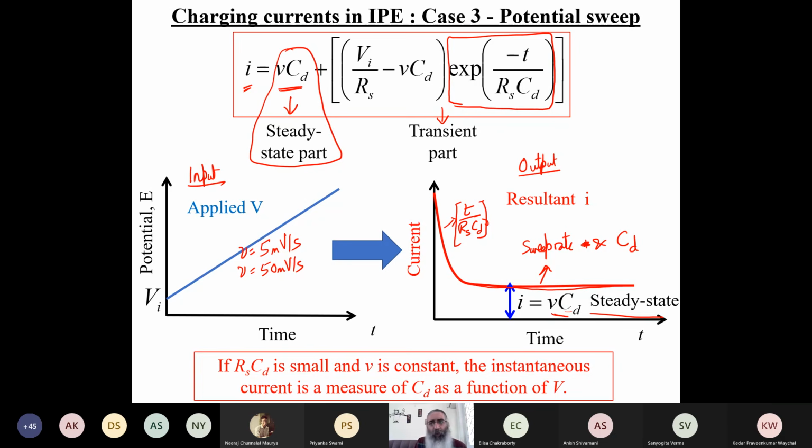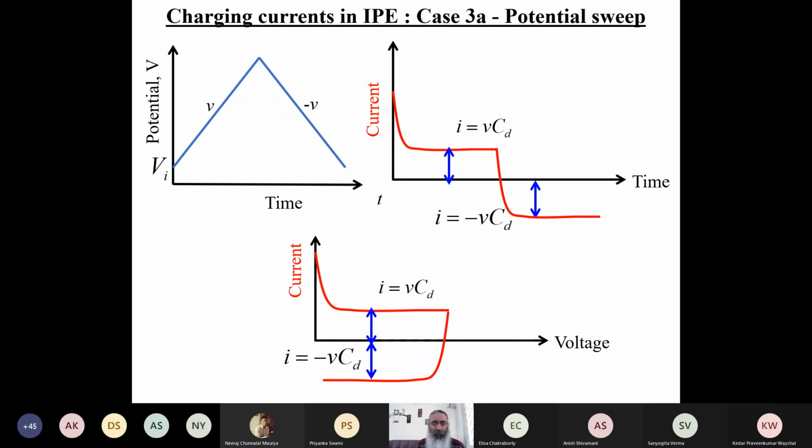Now, we can do one more thing on this potential sweep. If we are applying a plus nu here to ramp up the potential, you can as well apply a minus nu to ramp down the potential to the initial value.